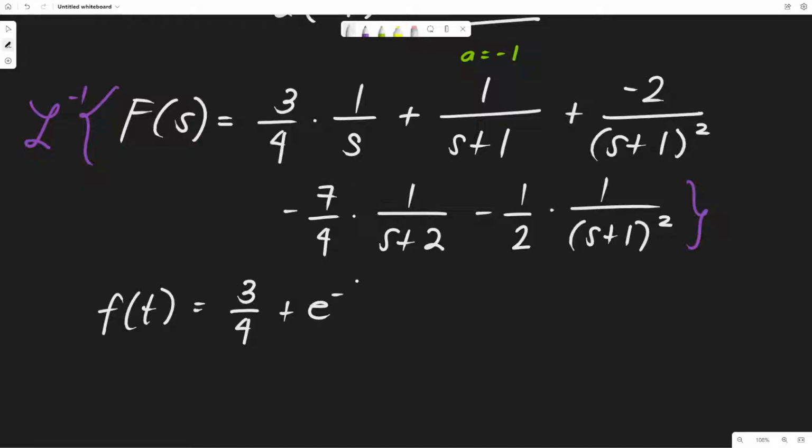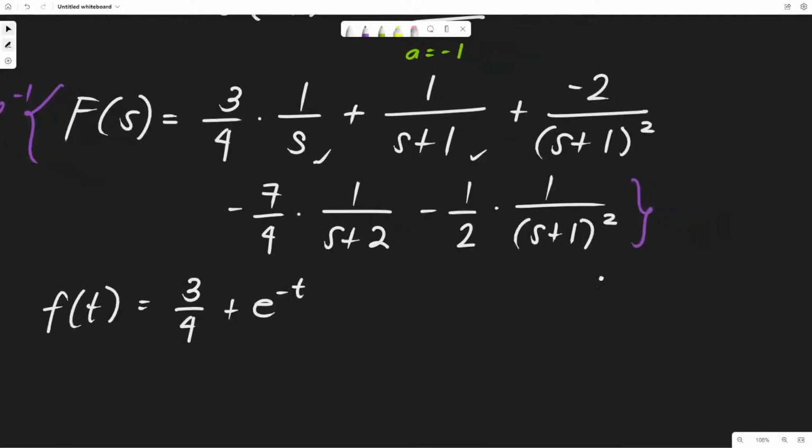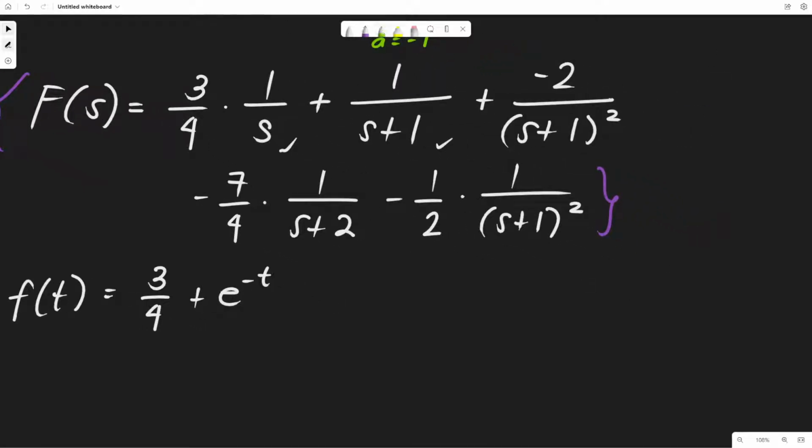E raised to negative t. Okay, we're done here. We'll use the frequency shift on this. From s plus 1, we make it s. So s is shifted to s plus 1. Then it becomes essentially negative 2 over s squared.